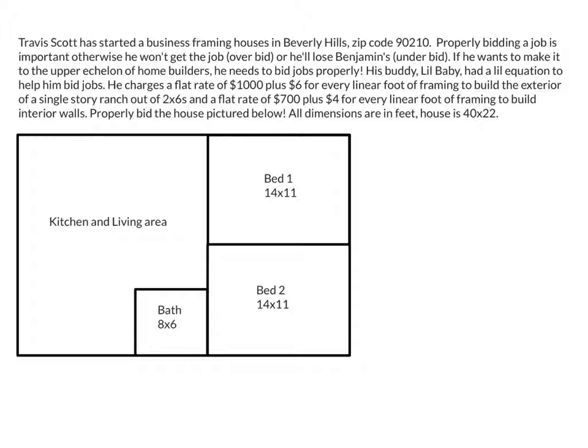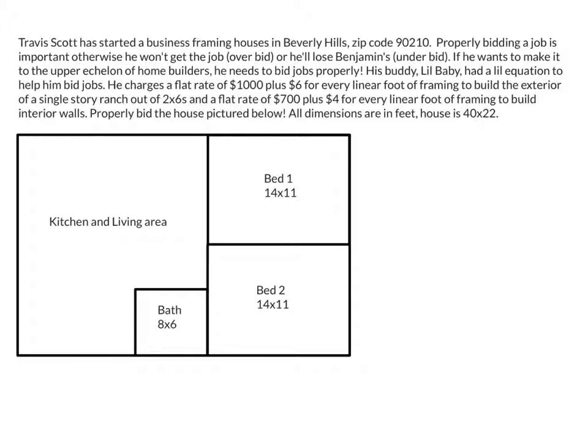a job. Okay, so we have Travis Scott here, who started a business framing houses in Beverly Hills, which has a zip code of 90210. Now, properly bidding a job is important. Otherwise, he won't get the job if he overbids, or he'll lose Benjamins if he underbids. You don't want to lose Benjamins, okay? Got to make that money, yo. Got to bring home the cheddar.